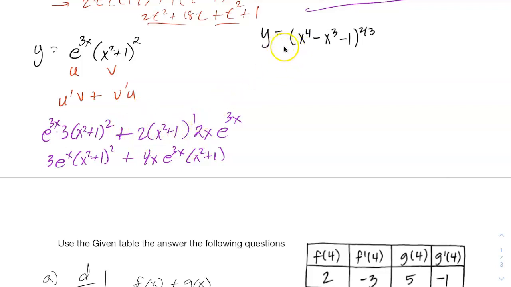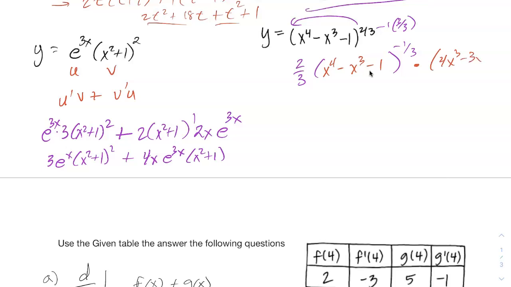Now the next one, this one's straight out just chain rule. Notice there's multiple x's, but they're all connected together. So this is just a chain rule, because you can see that this is inside the power of 2/3. Bring the power down, subtract 1 off. So 2/3, leave the inside alone. Subtract 1 off, make a common denominator. So negative 1/3. Now again, I gotta leave the inside alone: x to the 4th minus x cubed minus 1. And then don't forget the last part, multiply by the derivative of the inside. So the derivative of the inside is 4x cubed minus 3x squared. And that would be the answer.